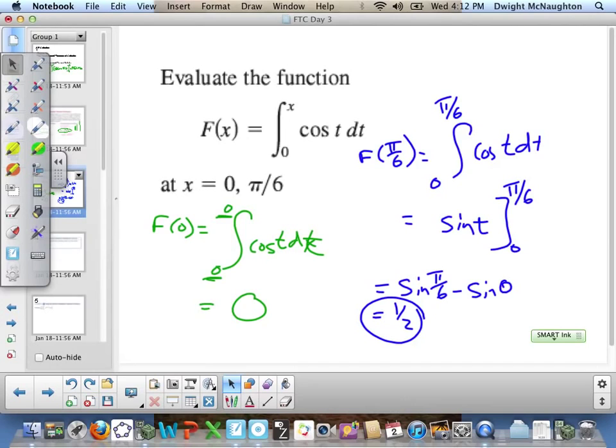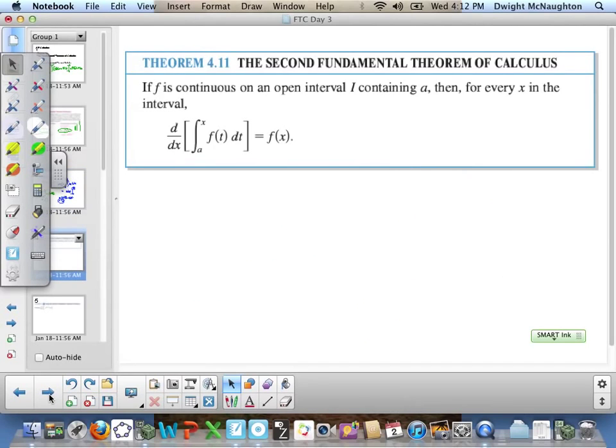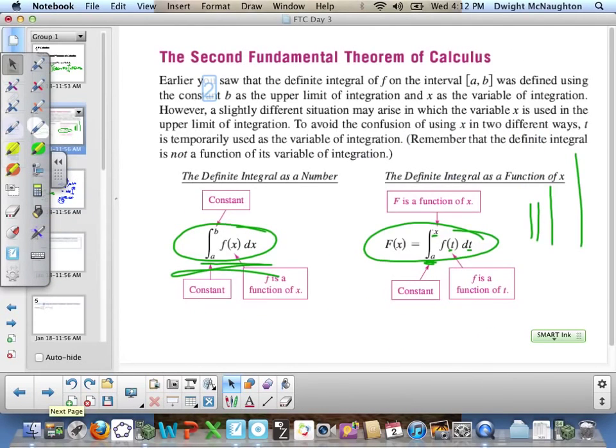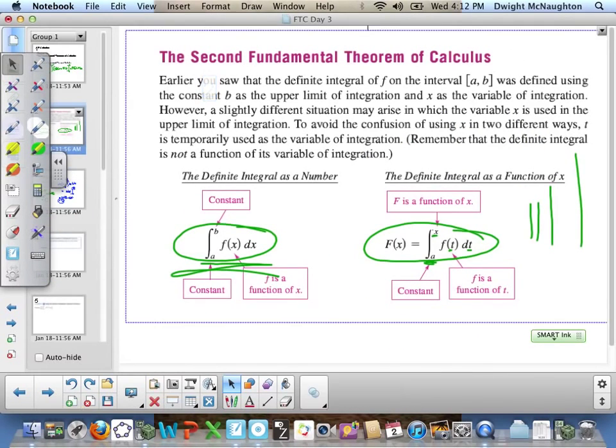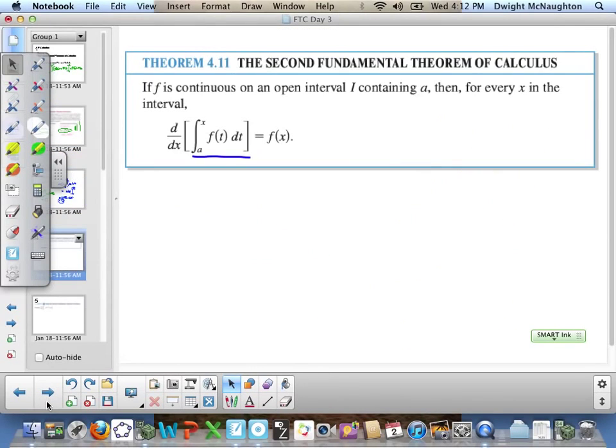Good. Well, what else can happen? Like any function, we can take the derivative of it. So if our function is an integral, like we got right here, we can take the derivative of it. Well, what's the derivative of the antiderivative? Aren't those two things opposites? They'll cancel each other out. The second fundamental theorem of calculus says the derivative of the antiderivative, they cancel each other out. You're just left with the function.